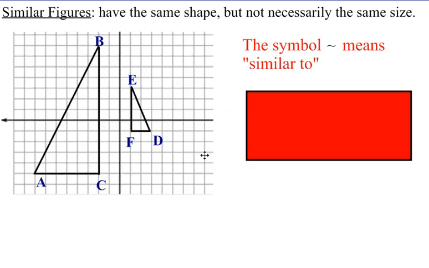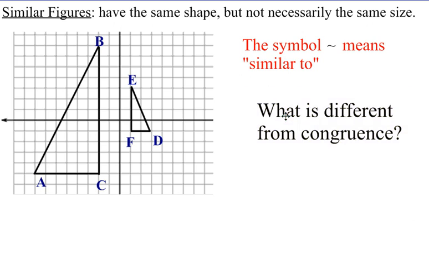Now when we're looking at similar figures like we are here, we recognize that they have the same shape. We can see two triangles, ABC and EFD. They have similar shape, but they're not necessarily the same size. We use this symbol, this little curly sign, which means similar to, when we talk about triangles that are similar.